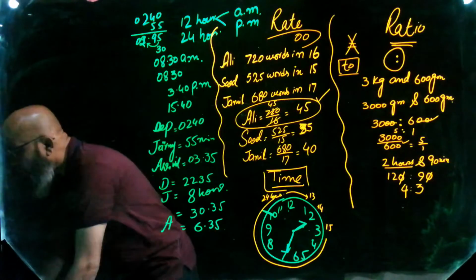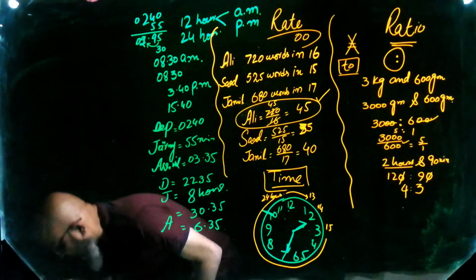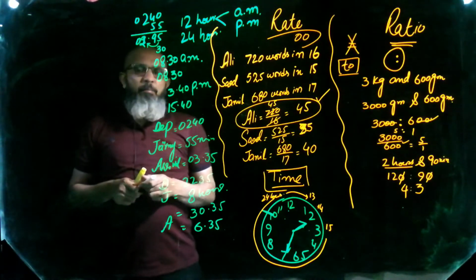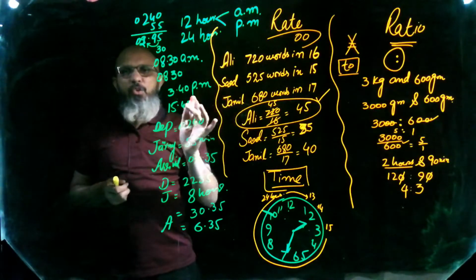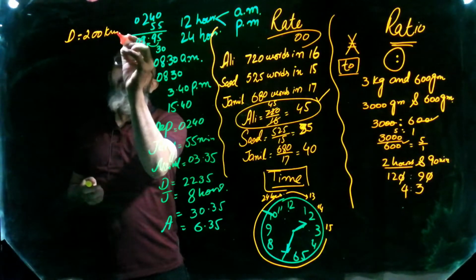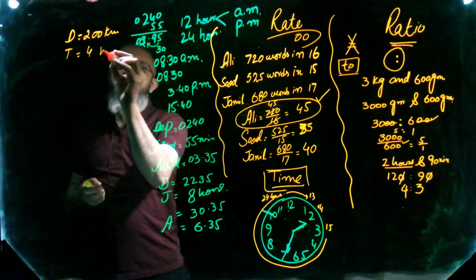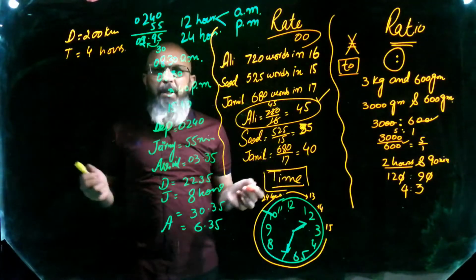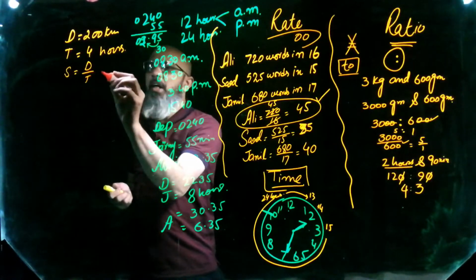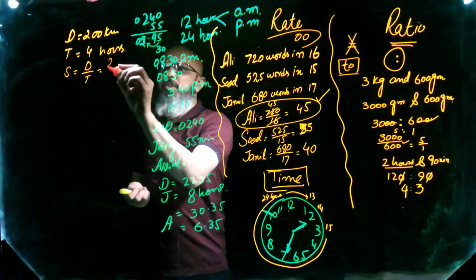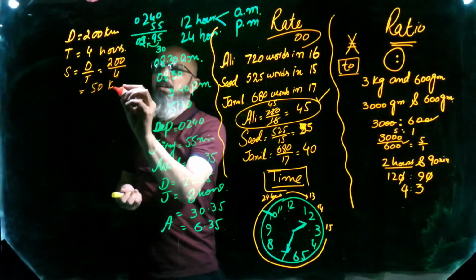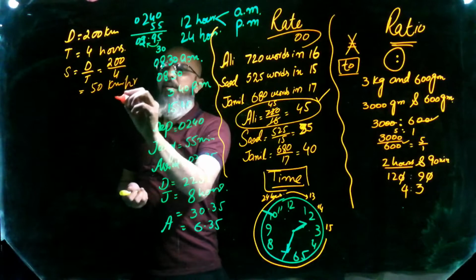In this chapter we find the speed. You already did the speed questions in the previous class. What is speed? Suppose you travel 200 kilometers in 4 hours. So what will be the speed? How can you find your speed? You find your speed by distance divided by time. Your distance is 200, your time is 4. When you divide, that is 50 kilometer per hour, right?